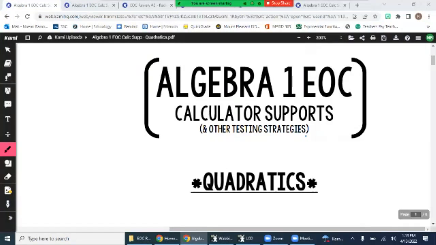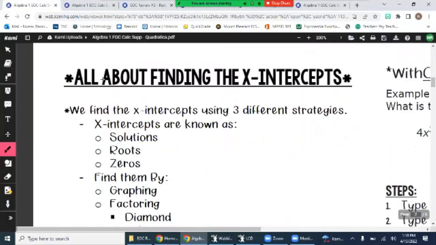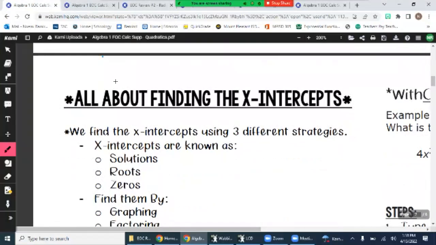Ooh, that's loud. All right, quadratics. First things first, quadratics. It's all about finding the x-intercepts. That is the main idea behind most of the questions in quadratics. Remember, I have told you before, half of that STAR test is about quadratics. You need to be able to find those x-intercepts.